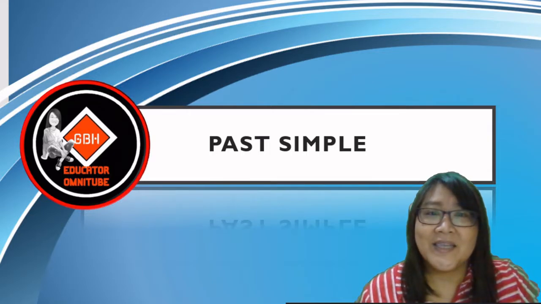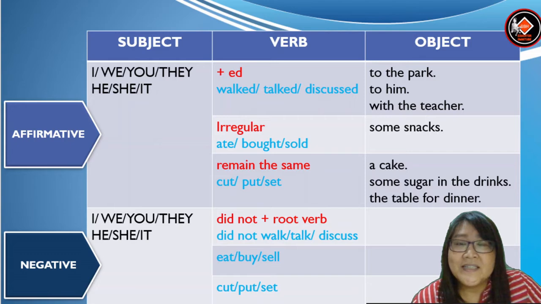Now let's look at past simple. First, let's look at the affirmative. So the sentence, you need to have the subject I, we, you, they, he, she, and it. So the verb, there are three types of past simple. The first, you add ed. For example, walked, taught, discussed.